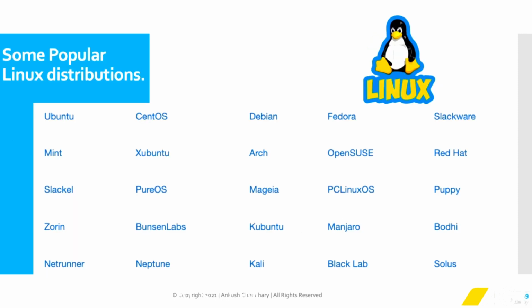So there are a lot of popular distributions of Linux out there. Ubuntu, CentOS, Debian, Fedora, Mint, Xubuntu, Arch Linux, OpenSUSE, Red Hat. So you want to know about them. You might say, how can I understand all of these complex things? Nothing is complex amongst these.